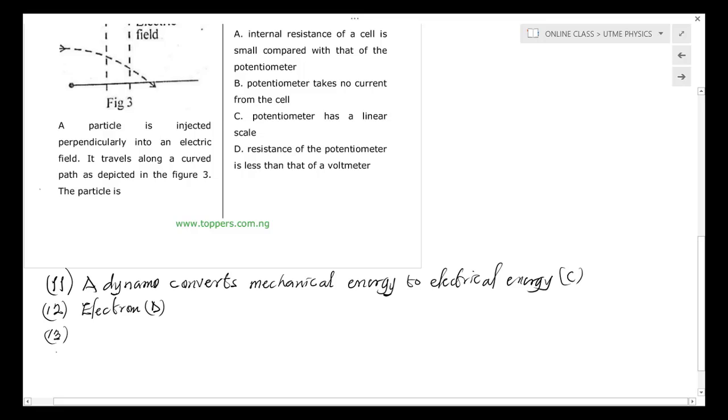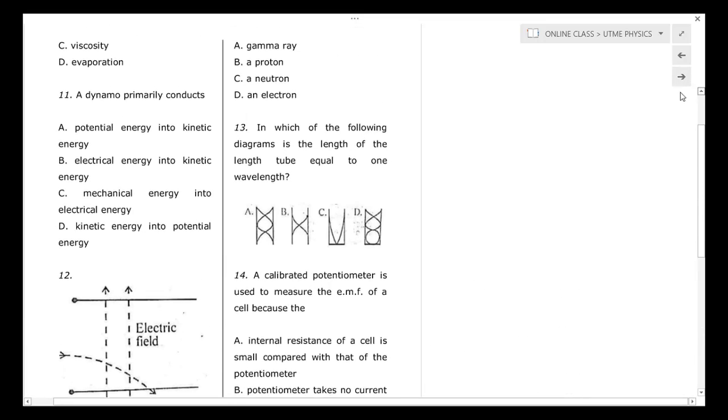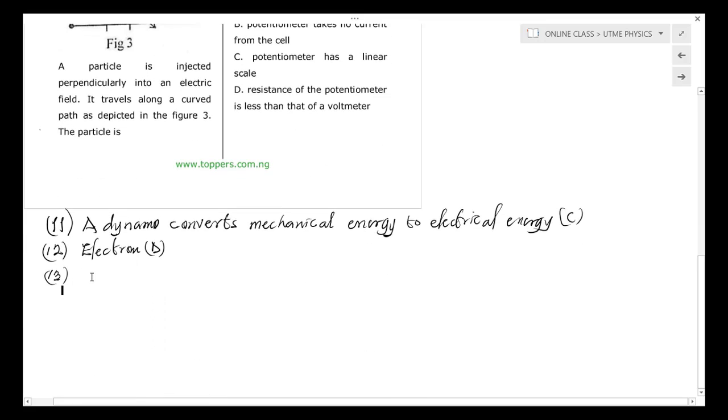Let's check number 13. Number 13 says, in which of the following diagrams is the length of the tube equal to the wavelength? So they gave us the first one, second one, third one, fourth one. Now, how do you get it? So let me give you the rundown of this.